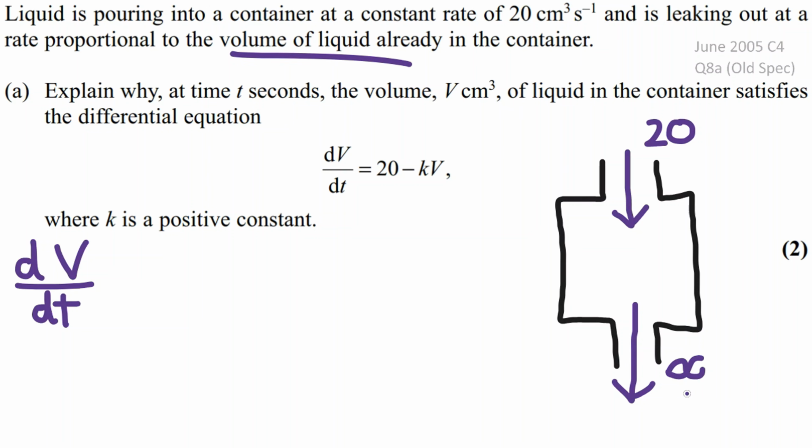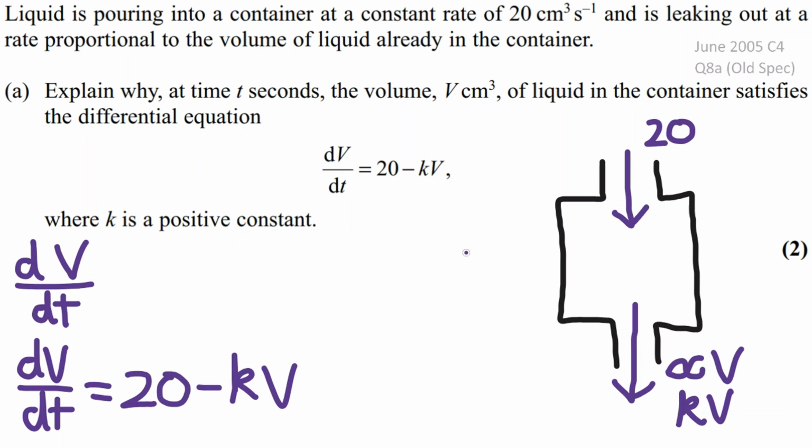So the volume of liquid that's in the container, as we've talked about, is V. So it's proportional to V, and remember, when you say proportional to V, you can also write that as kV, where k is a constant. So therefore dV over dt can be written as, the increasing rate is the 20 here, so that's going to be positive, and then the decreasing rate, which is the leaking out of the liquid at the bottom, is going to be this kV here, so it's going to be minus kV. So dV over dt is equal to 20 minus kV.